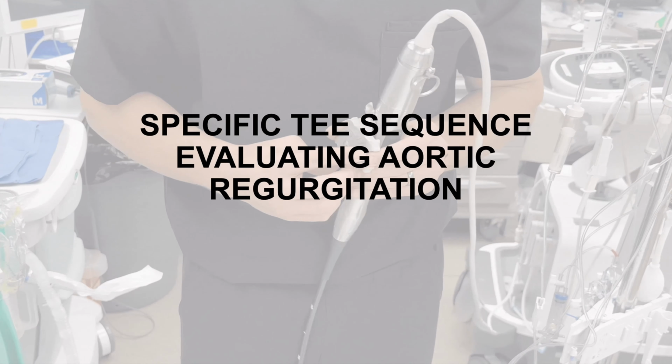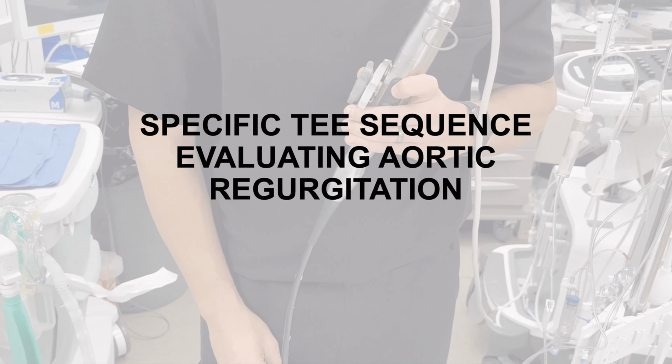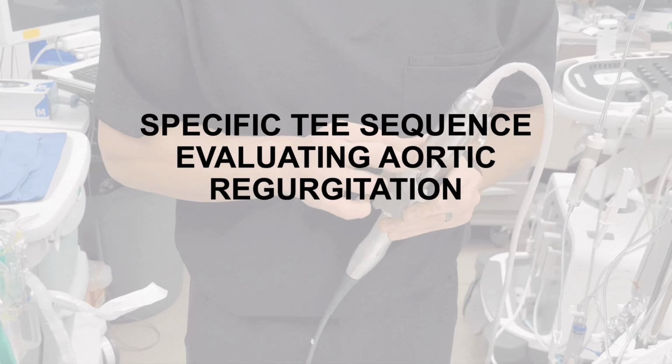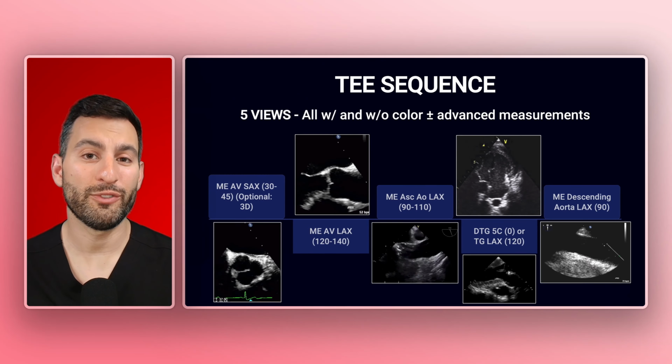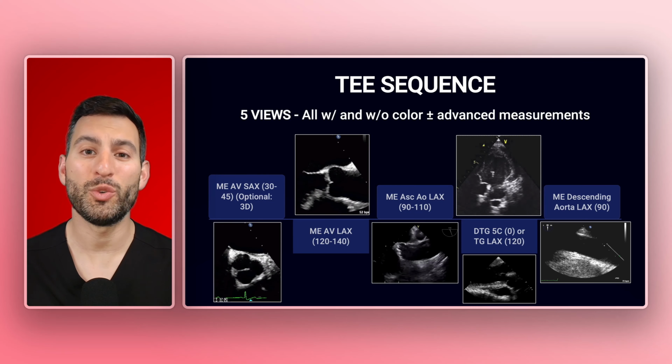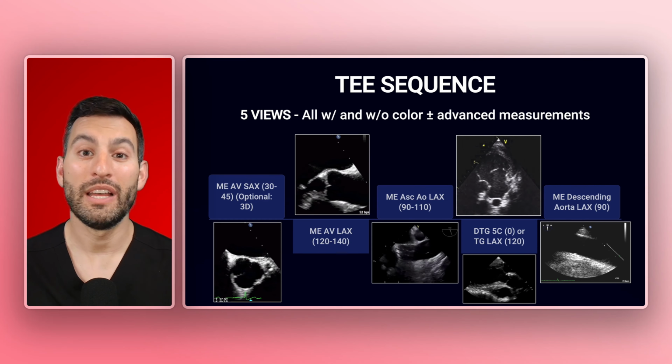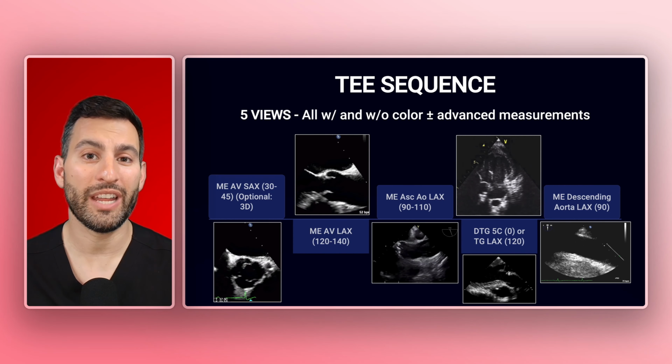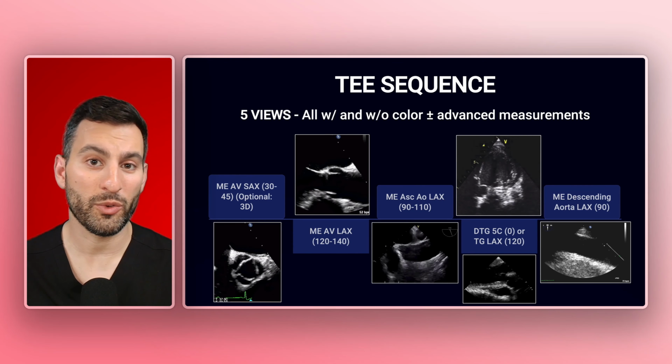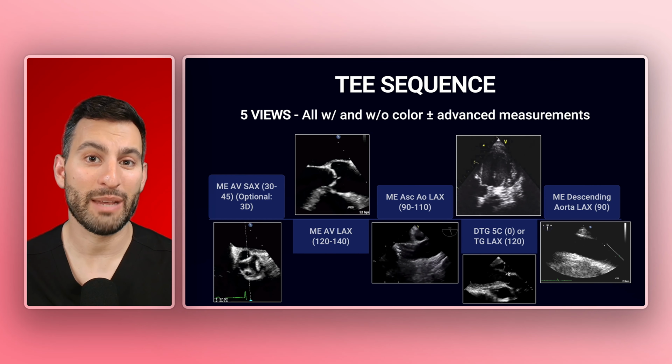Let's look at some of the specific TEE sequence and views to use when evaluating aortic regurgitation. There are 5 major views I use with TEE to evaluate an aortic valve. This is going to be a big picture start, and we're going to get in more detail as we go through the rest of this episode and into the next episode as well.